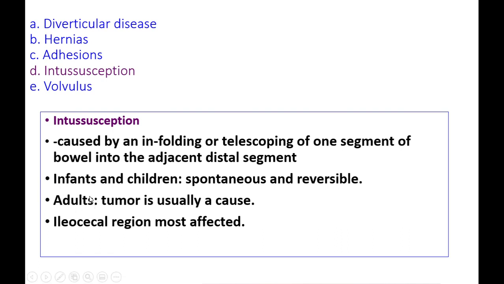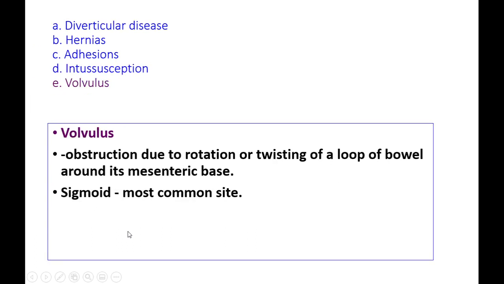In adults, intussusception is usually caused by a tumor, in which the polyp or the tumor pulls the wall of the bowel into the distal segment. The ileocecal region is the most common site affected. Volvulus is obstruction due to rotation or twisting of a loop of bowel around its mesenteric base, and the left colon, the sigmoid specifically, is the most common site affected.